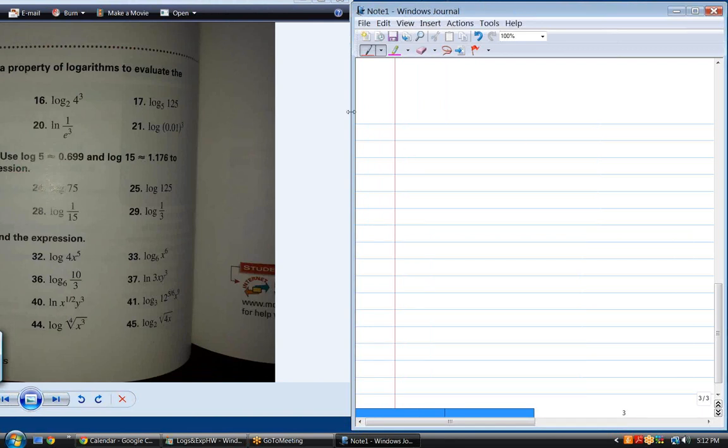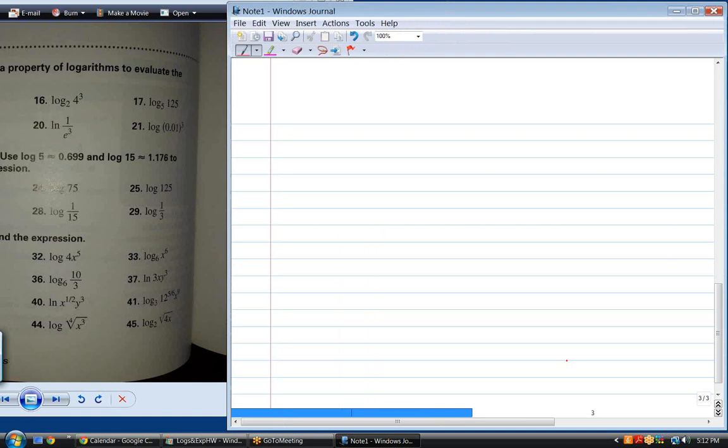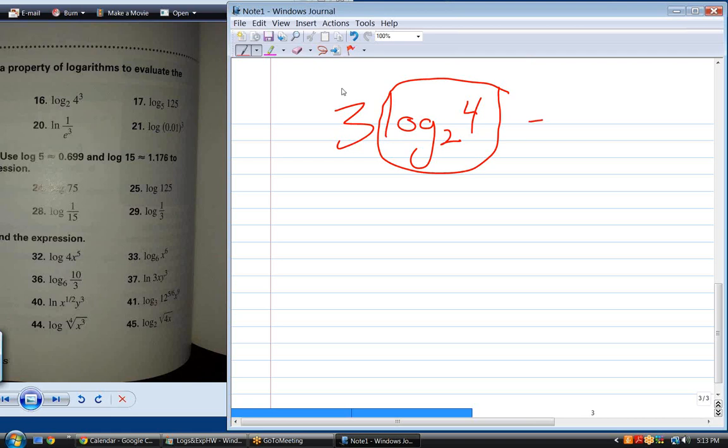A little different. What is this going to be? Log base 2 of 4 cubed. Well, first you'd bring the exponent over, so it'd be 3 log base 2 of 4. Okay. And what's that equal to again? 2. Okay. So the answer is 6. Okay.